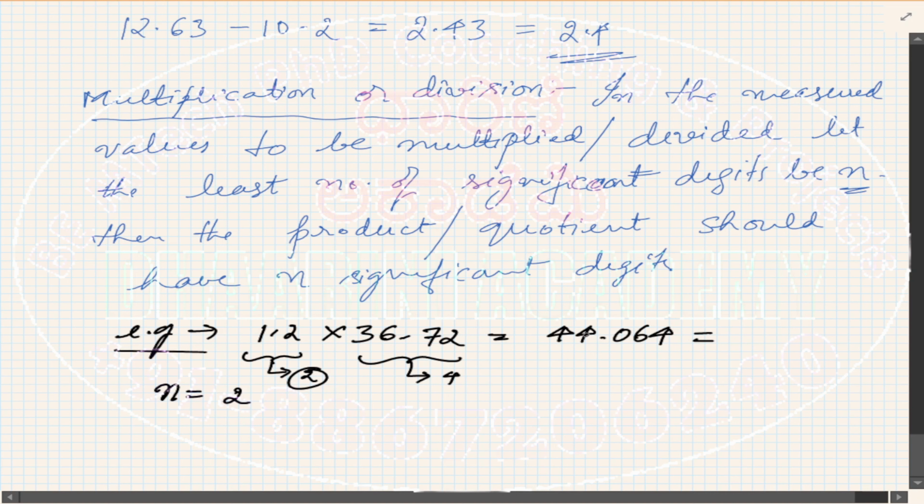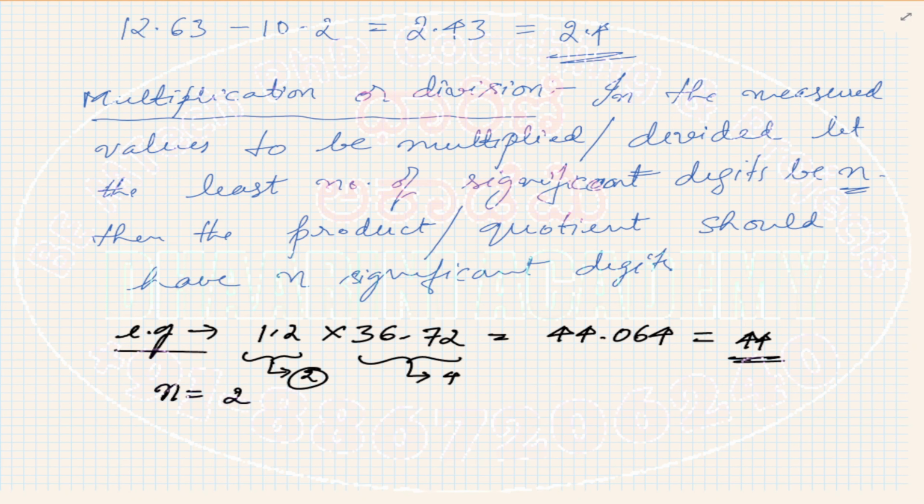Though I could approximate this to 44.1, you see that the 0.1 cannot be written now because significant digits are only 2. I should retain only 2 significant digits. So 44 is the expected answer.